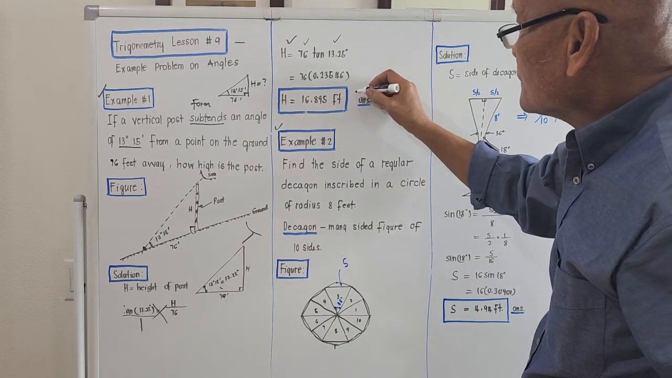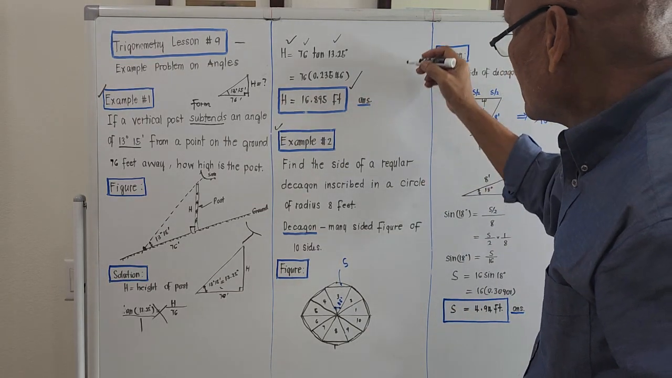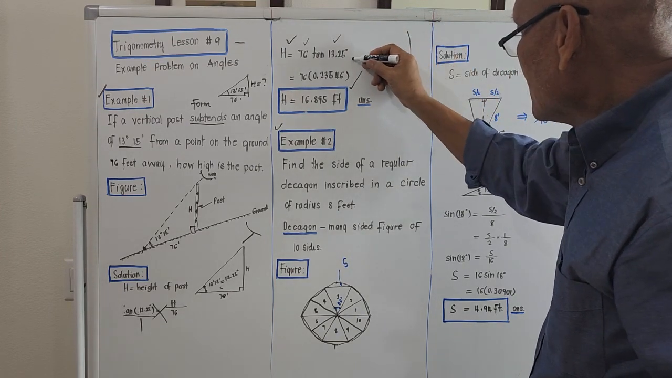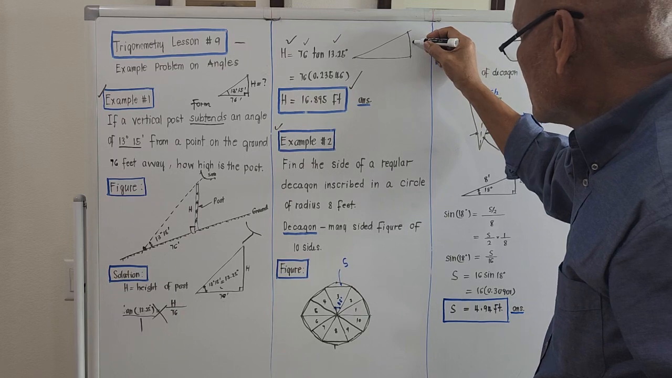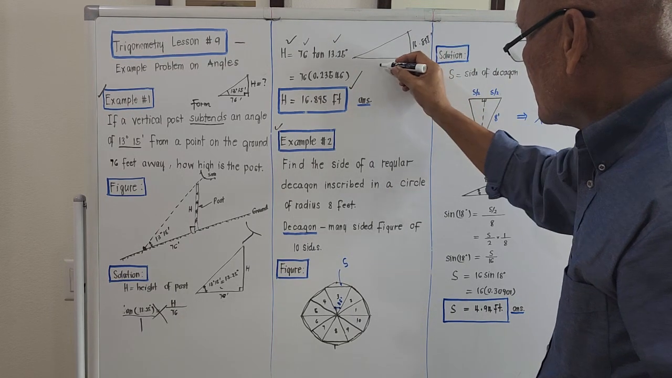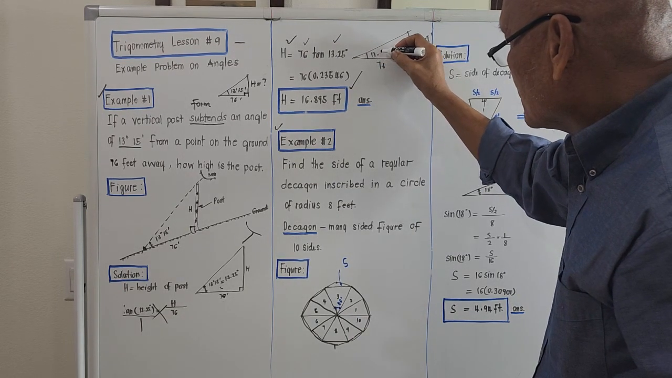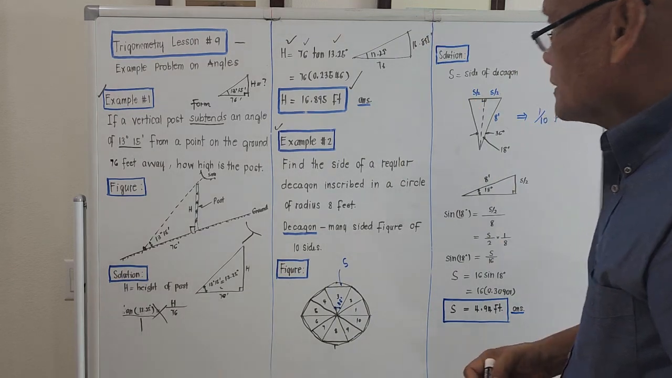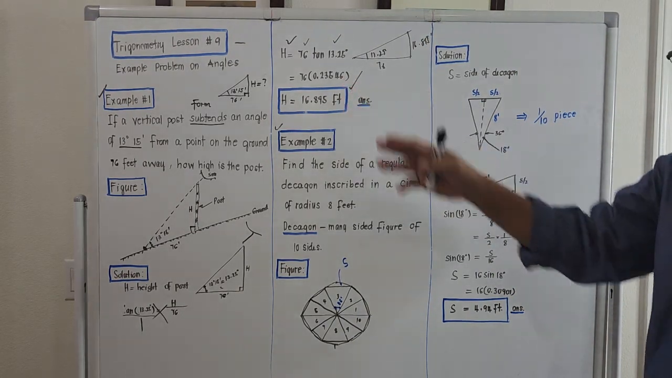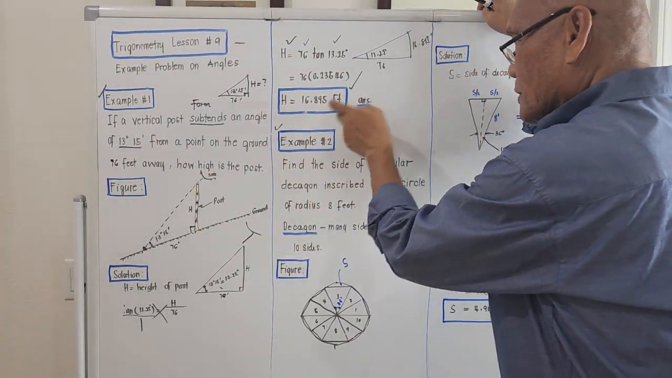It's almost 17 feet. The height is 16.895 feet, this is 76 feet, and this is 13.25 degrees. Okay. So that's the solution of the problem. The unknown height of the post is 16.895 feet.